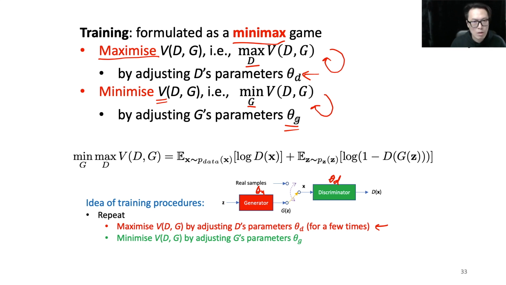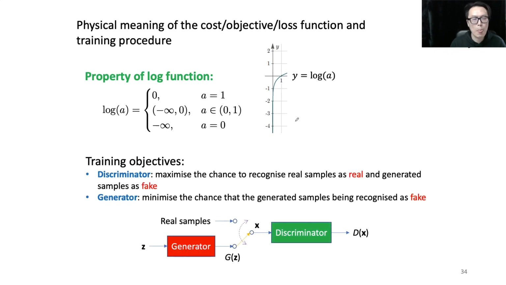Now we try to understand the physical meaning of this cost function. First, we take a look at the natural log. This is the natural log property. We divide it into a number of segments. This is the x-axis, that is A. When A is 0, this one is 0.